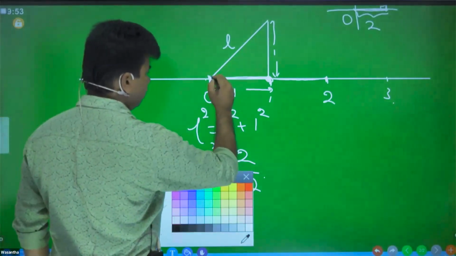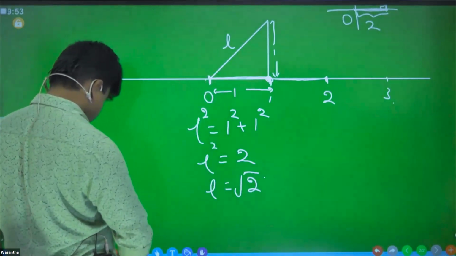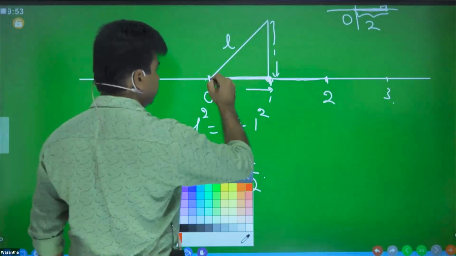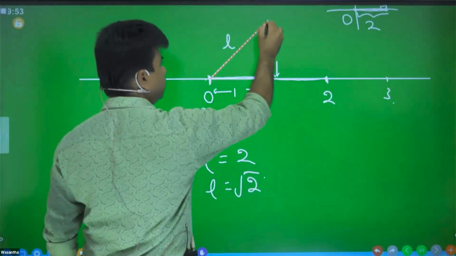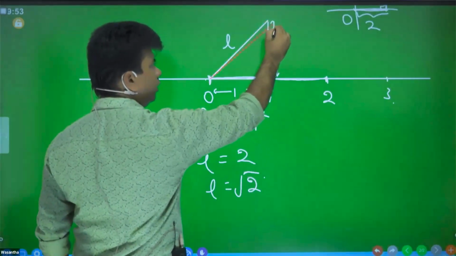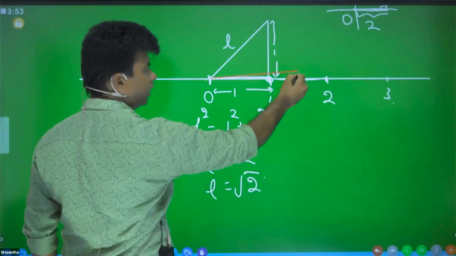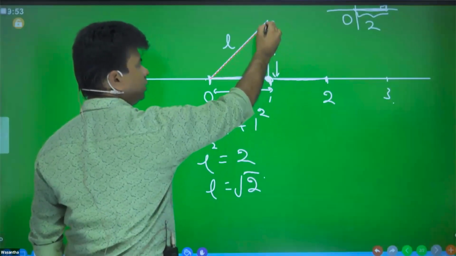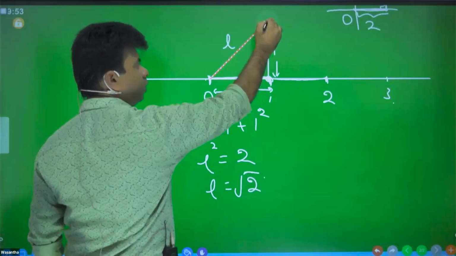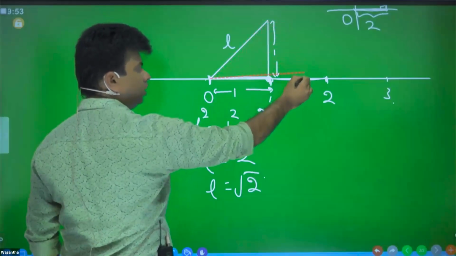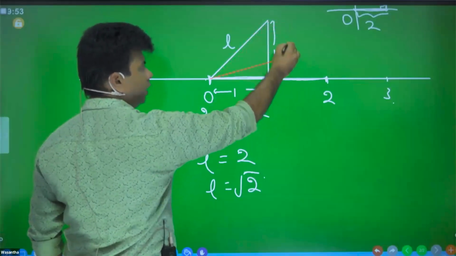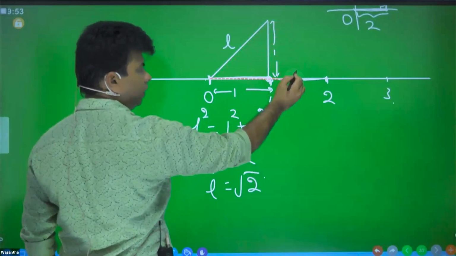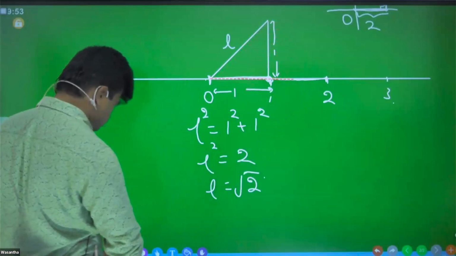Now, if I take this much, root 2, and if I turn on this way, can you see? I tell you again, how much is this length? Root 2. If I turn on this way, actually, how much is this one? Root 2. If I turn on this way, there will be an endpoint.